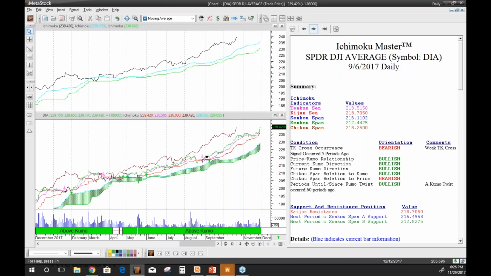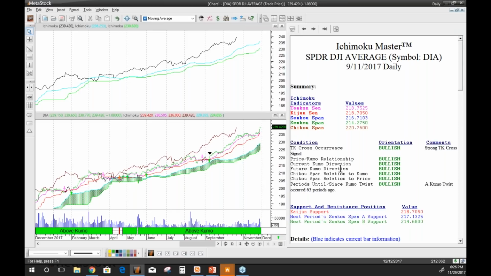If we go to the next bar, we see that it's now been changed to bearish. We can continue to the next bar, and it will evaluate and give us the updates and the information. And now we get all bullish across the board.